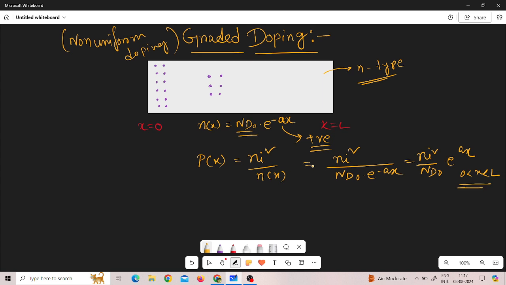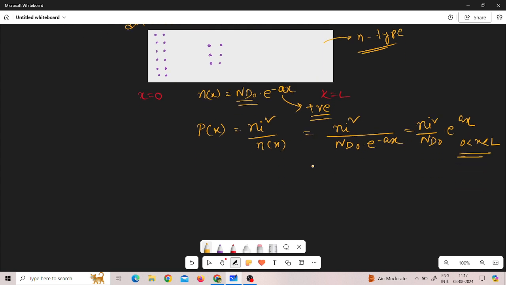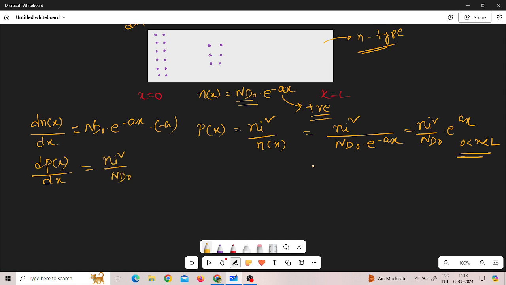Now let's find the derivative of these two terms. First, dn(x) by dx, which is nd0 e to the power minus ax into minus a, and dp(x) by dx equal to ni square by nd0 e to the power ax into a.